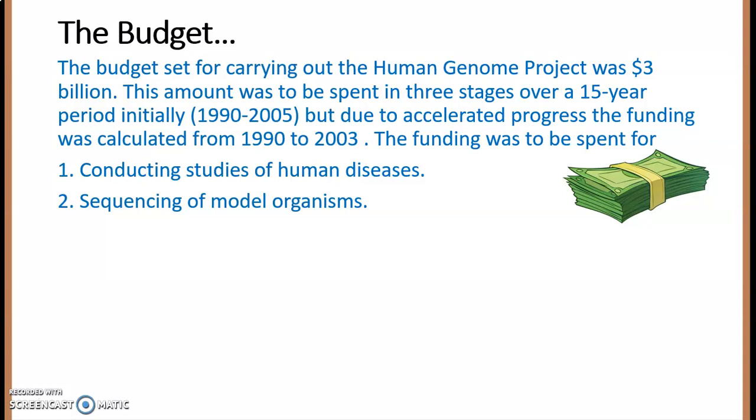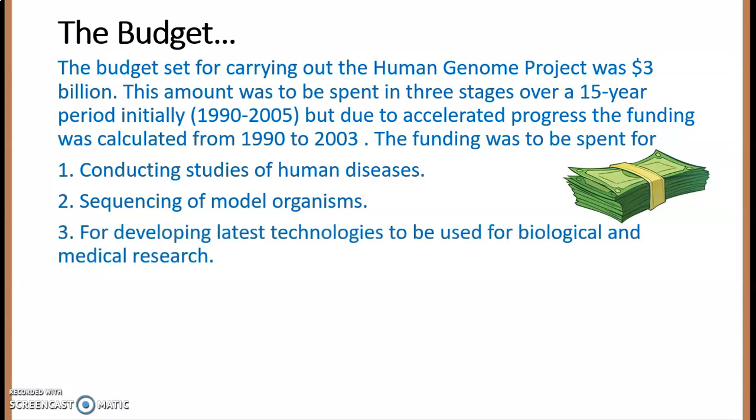Why was it important? Because not just sequencing the human, it was important to perform various comparative studies. Sequencing the model organisms and then comparing their genome sequences with the human will lead to various research, and homology-based studies can be done. It was also very important for developing the latest technologies to be used for biological and medical research. Parallelly, as very few technologies were available to sequence the genome.